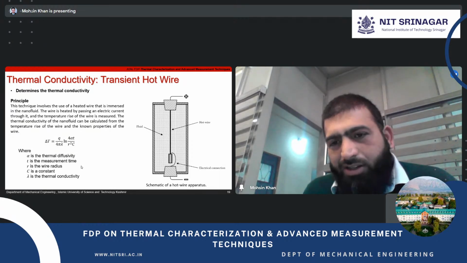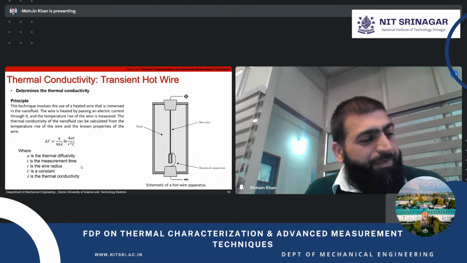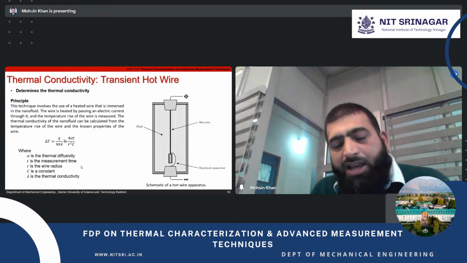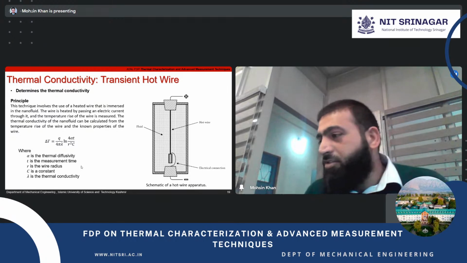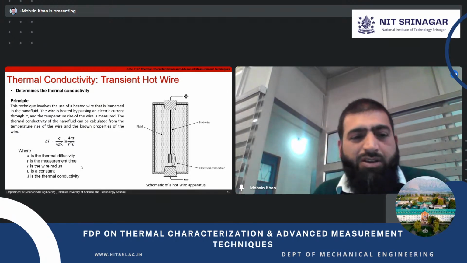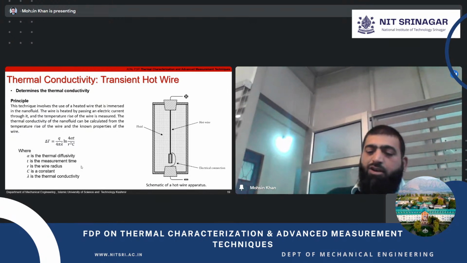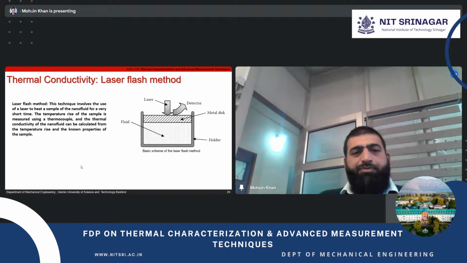This is a very essential technique, but there are some simple assumptions that we have to follow. We have to be in a steady state, there have to be no external disturbances, and no fluctuations. Then we can have accurate measurements using the transient hot wire technique.